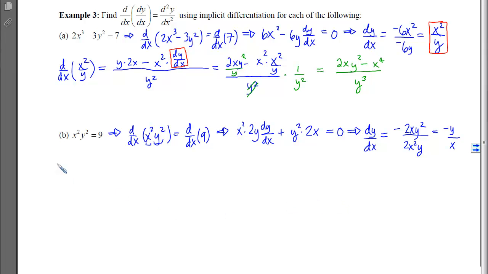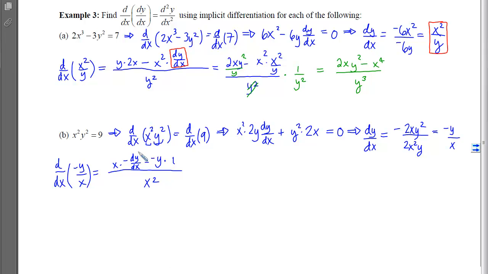Now that I have my dy dx, I'm ready to find my second derivative, which will require me to do the quotient rule. Low d high minus high d low over low squared.